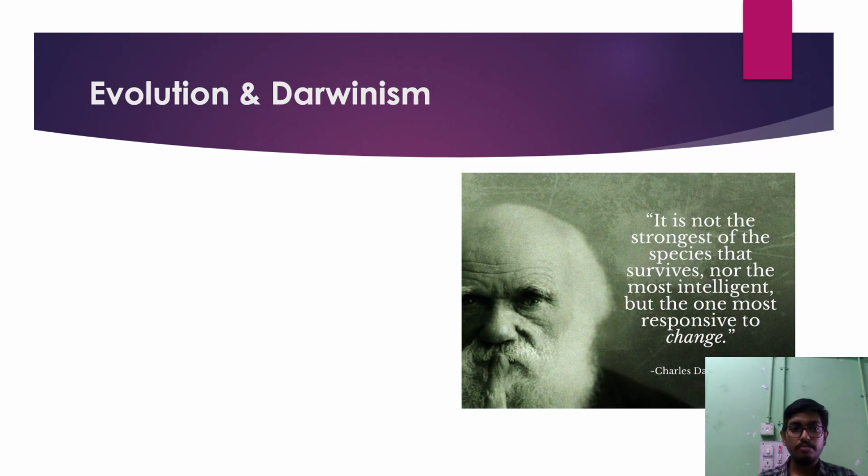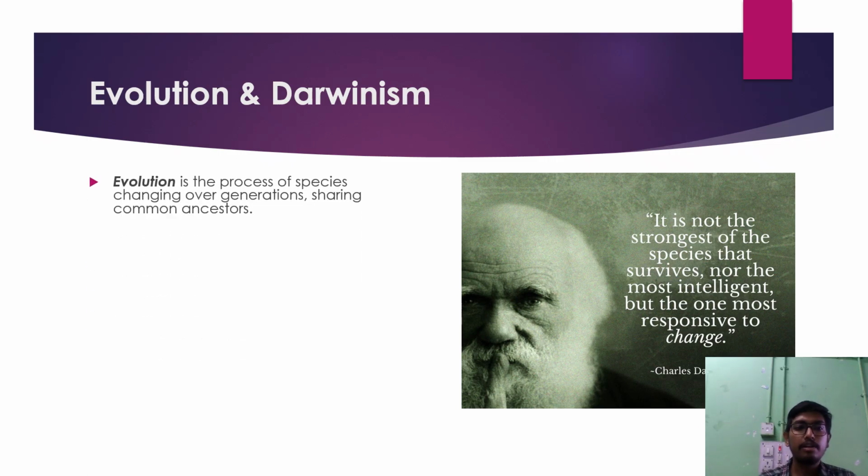Evolution and Darwinism. At the beginning of evolution, the first name that comes to our mind is Charles Darwin. There is the picture of Charles Darwin and a beautiful quotation of his: it is not the strongest of the species that survives, not the most intelligent, but the one most responsive to change. So if you don't adapt, then you will go extinct. Evolution is the process of species changing over generations, sharing common ancestors.